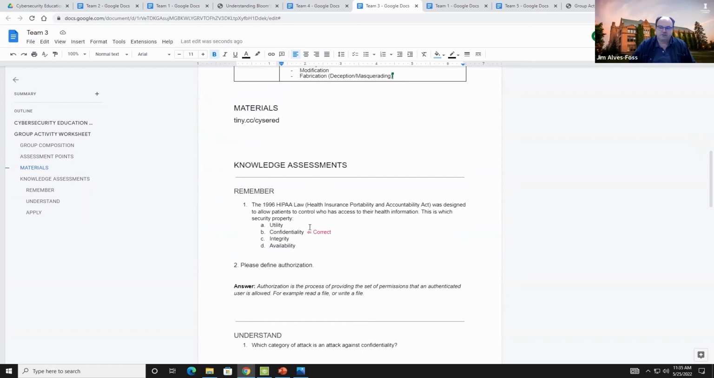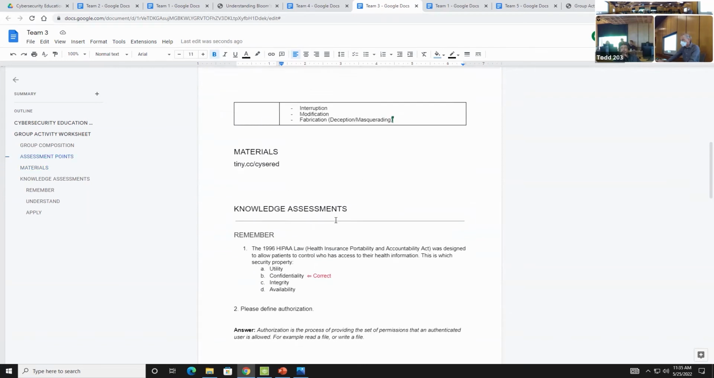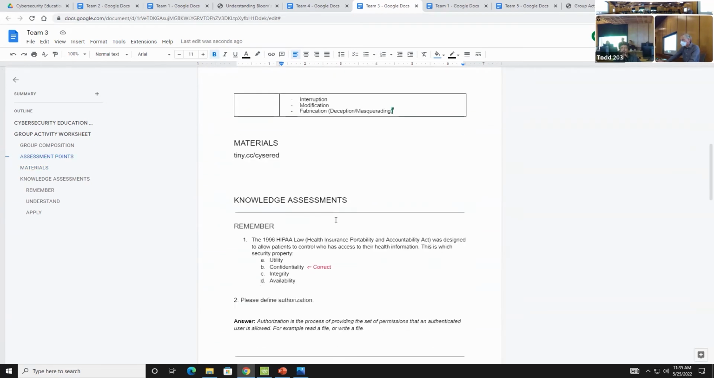But then I only had questions for some of them. Yeah, so talk about HIPAA law, designed to allow patients to control who has access to their health information. This is which security property? Utility, confidentiality, integrity, availability. So, James, do you agree that's remember? I think maybe it goes a little beyond remember.